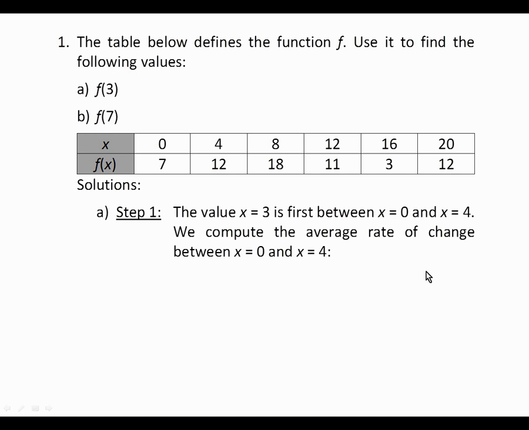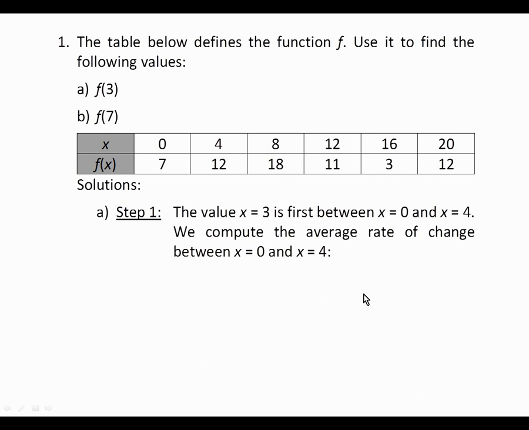Part A. Step 1. The value is x equal 3, which of course is not in the table, and it's not halfway between 0 and 4. But x equal 3 is first between 0 and 4. So we compute the average rate of change between x equals 0 and x equals 4. Okay, so this is step 1. We're going to find the average rate of change from 0 to 4.